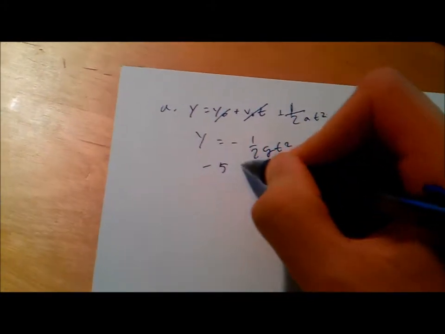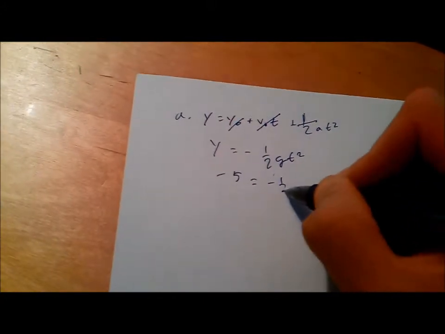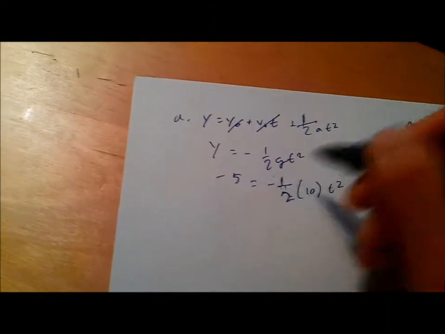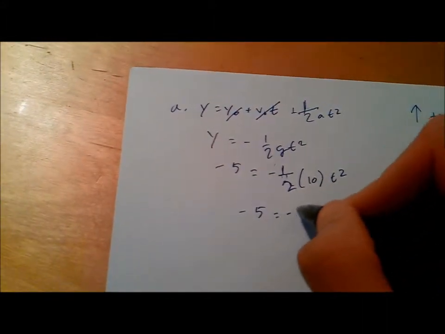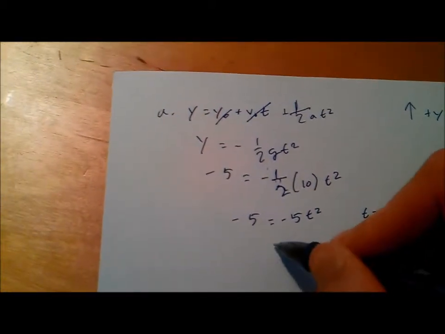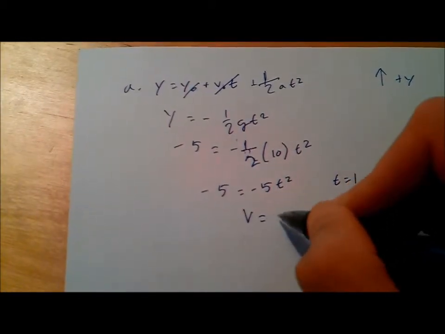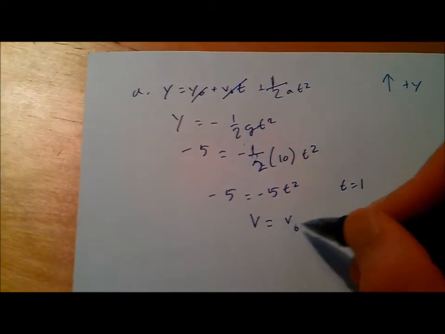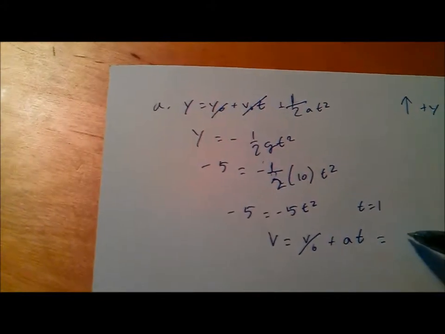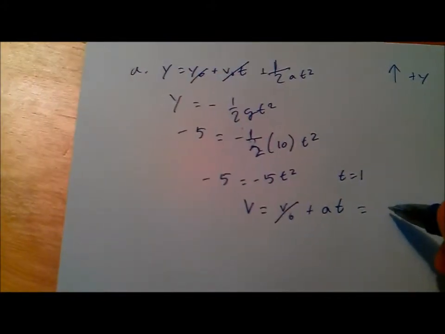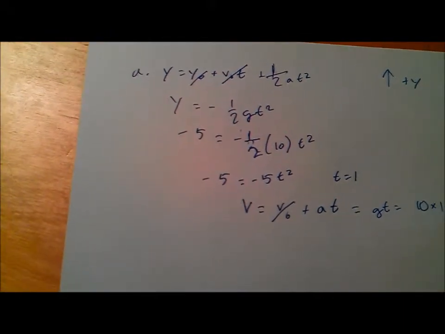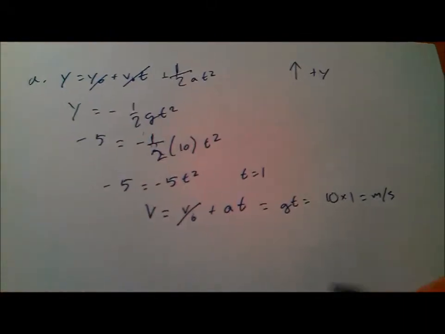Now, it's going to drop 5 meters, and it told us to use 10 in place of g. So this is negative 5 equals negative 5 t squared, and so obviously t equals 1. One of the equations for velocity is v0 plus at. v0 is 0, and a is g, so it's gt, and that equals 10 times 1. It's 10 meters per second downwards. That is your answer.